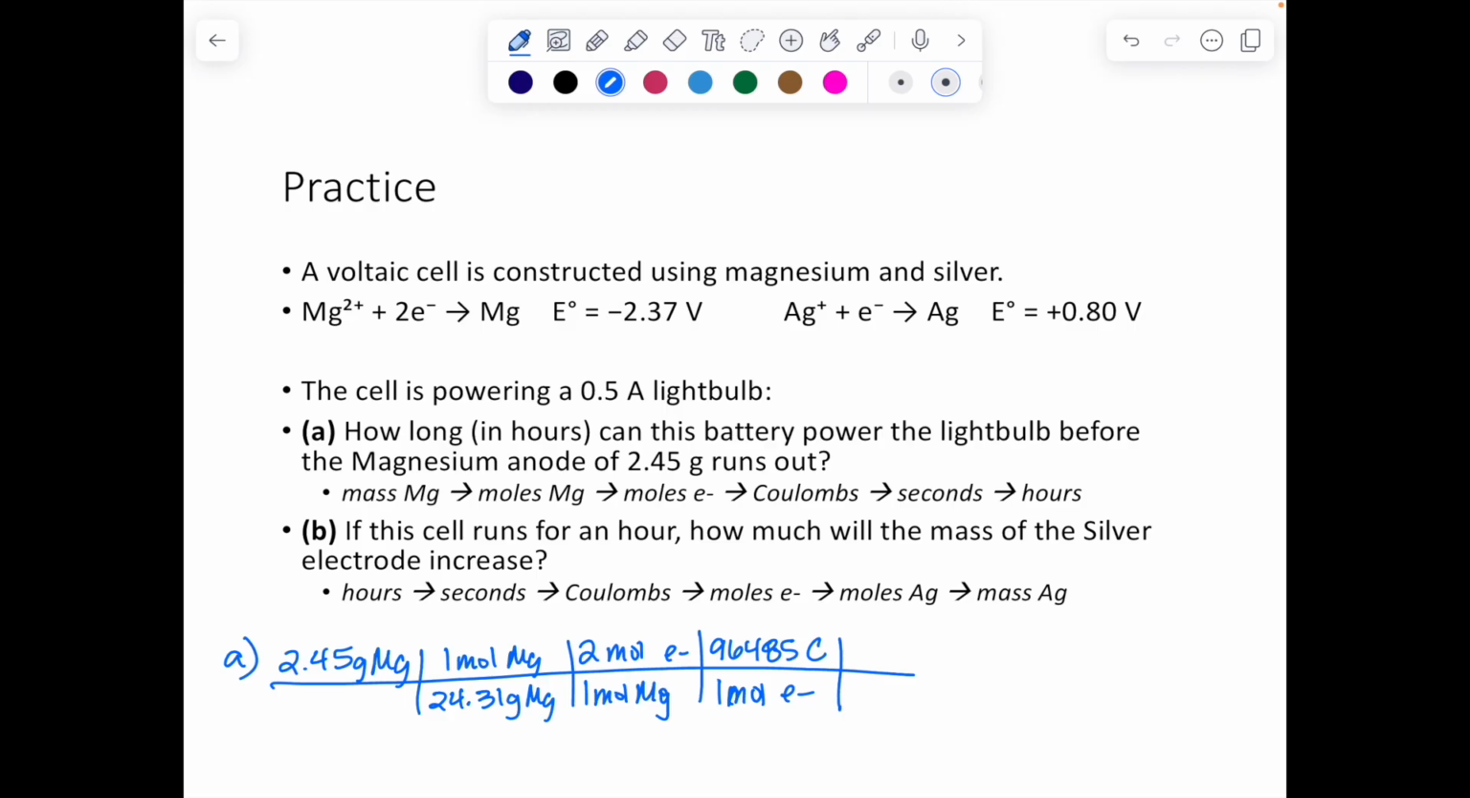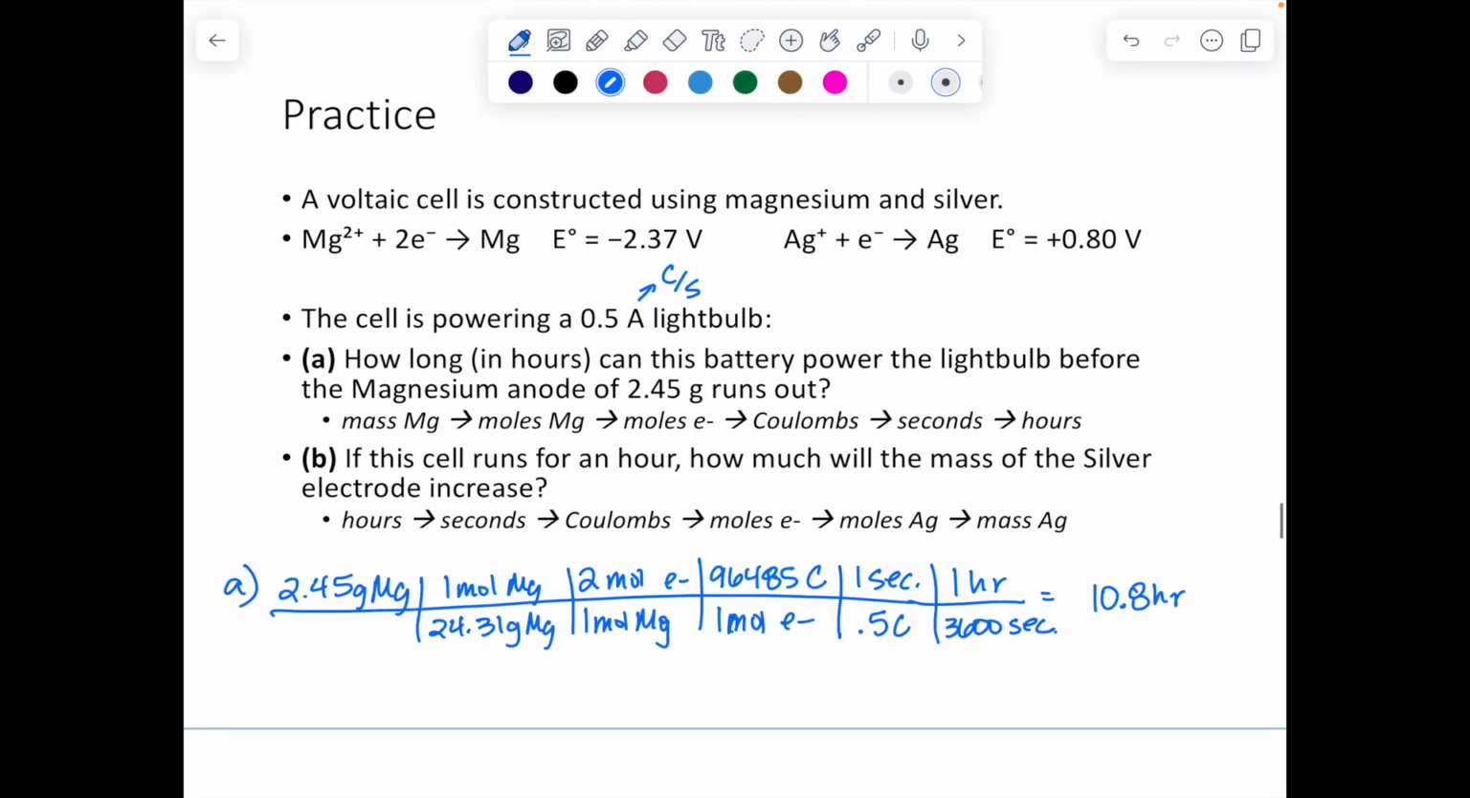And now we know that we're powering a 0.5 amp light bulb. Remember that that is the same as coulombs per second. And so that number is going to go on the bottom, 0.5 coulombs per 1 second. And they want to know in hours. So how many seconds are in an hour? If you do 60 times 60, you're going to get 3,600 seconds per 1 hour. So if you type all of that in, multiplying across the top, dividing the bottom, you should get 10.8 hours. That's how long we could power that light bulb continuously before we run out of magnesium.